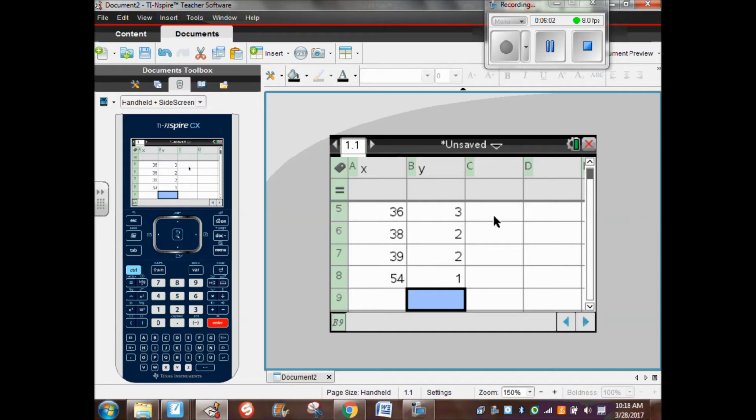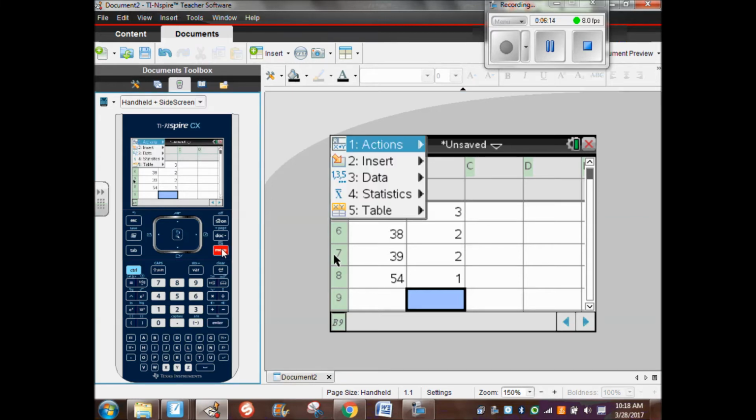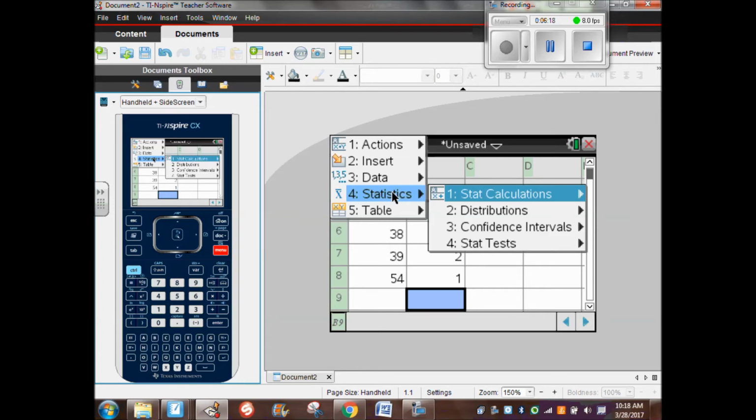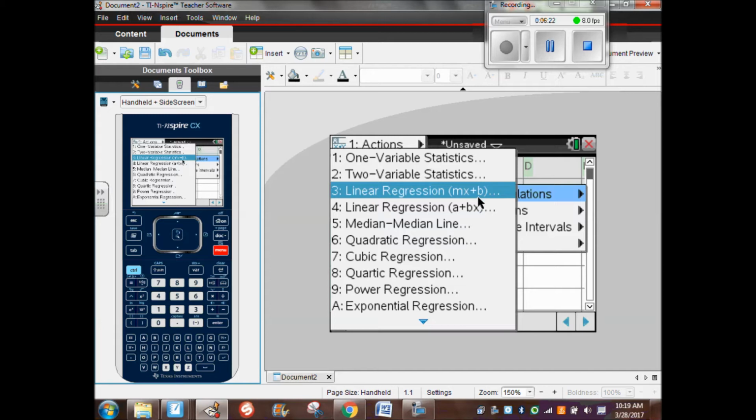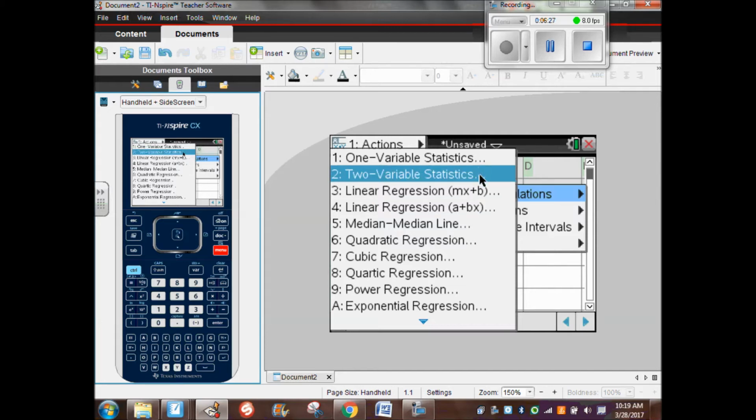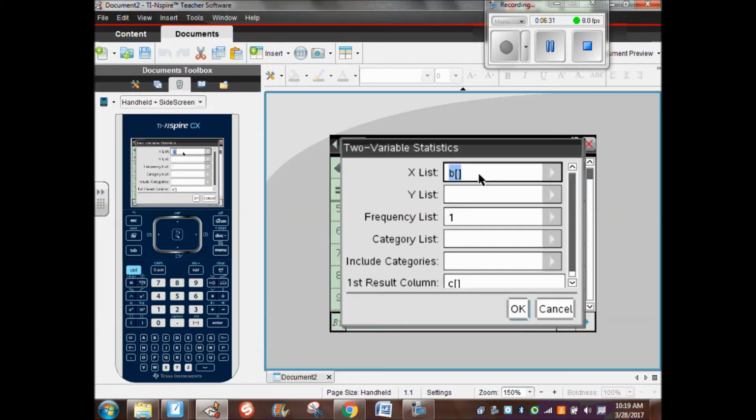So now what we want to look at is we just want to get mean and median. That's all we want to look at right now. So we're going to go to menu, the menu key. And we're going to go to statistics 4. And then stat calculations 1. And now we don't have one variable, but we have 2. Okay, because we have 2 lists.